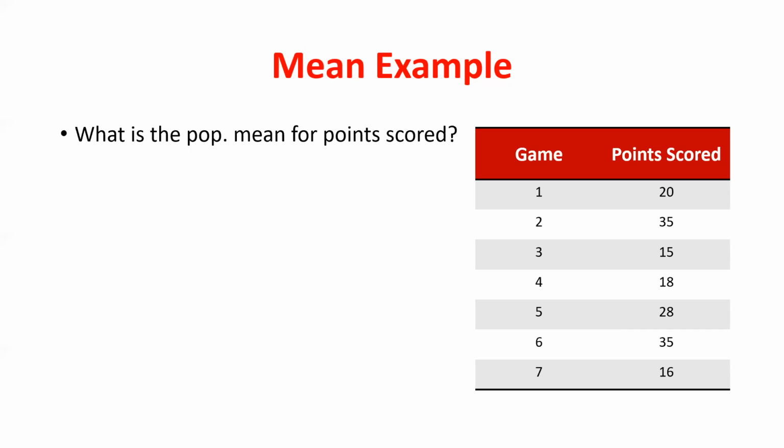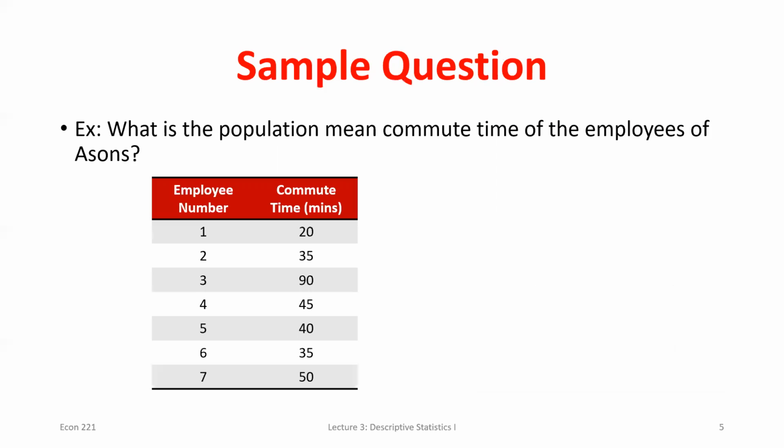So let's say I had a data set like this, some game, I don't know, it could be basketball, and I want to find the population mean. Right? Well, I've got 7 different games. So what am I going to do here? I'm just going to go through, add up the points scored from every single game. So 20 plus 35 plus 15 plus 18 plus 28 plus 35 plus 16. Whatever I get there, I'm then going to divide by the number of observations I have, which here it's pretty easy to see. I've got 7 observations. Right? So it's that easy to calculate the mean.